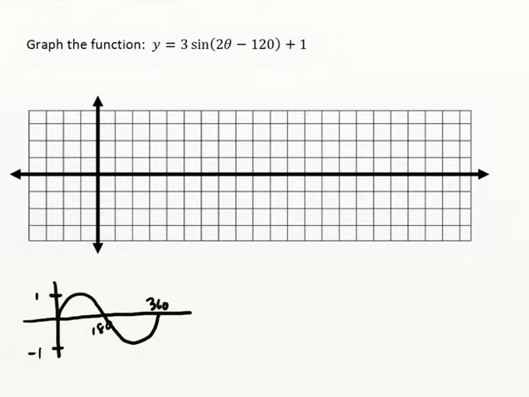If you recall, the period of a function is the length of time, if the time is on the x-axis, or the number of degrees it takes for the function to complete one full cycle. So the standard sine function completes one full cycle in 360 degrees.